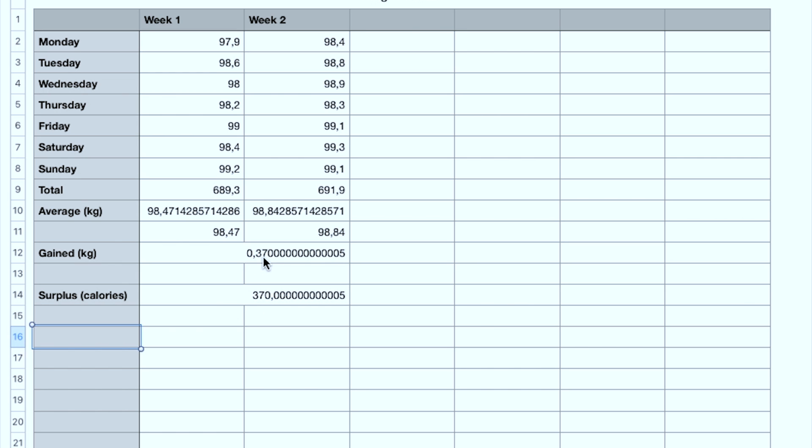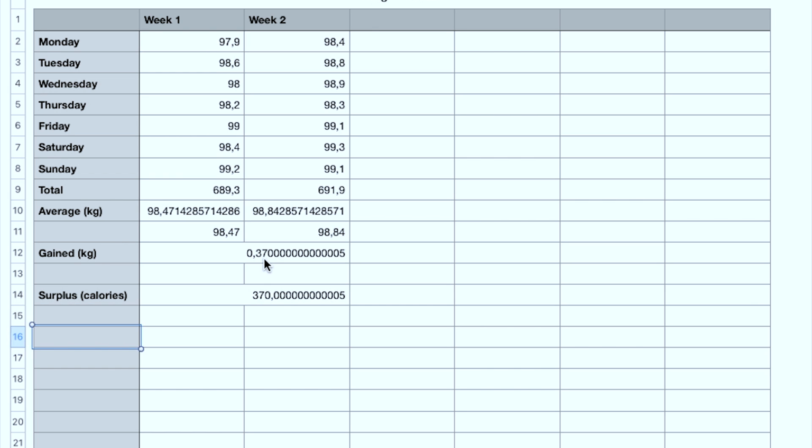So how I worked out that surplus is 0.5 kilograms of gained weight is usually equal to about a 500 calorie surplus. So what I did is I took the 0.37 kilograms divided by 0.5 kilograms times by 500, and obviously that's what I got.